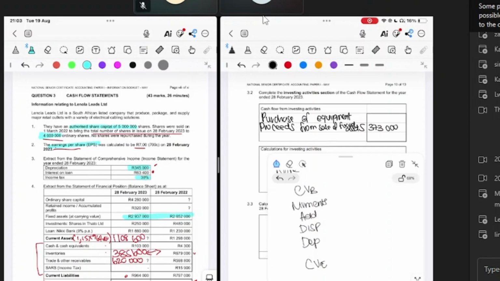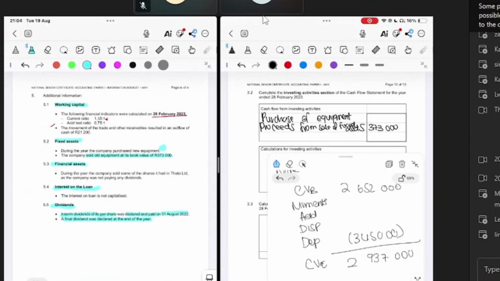So that is what should have been triggered. Let's write this down. Carrying value at the beginning is 2,652,000. Carrying value at the end is 2,937,000. Then your depreciation is 345,000, and we had a disposal of 373,000, disposal at carrying value. So we write down the carrying value of the disposal. We have all this information and we are looking for additions.